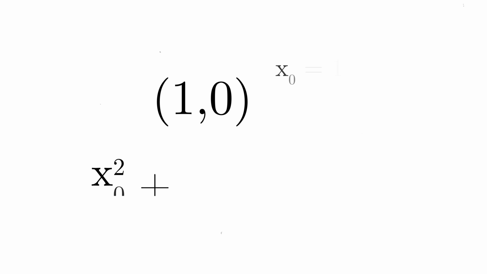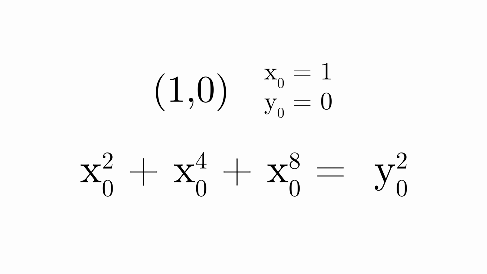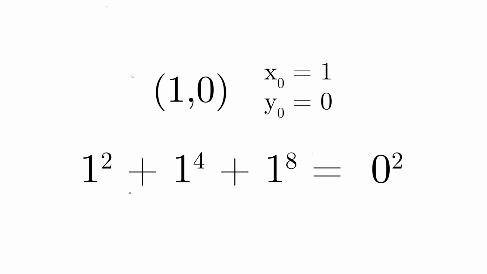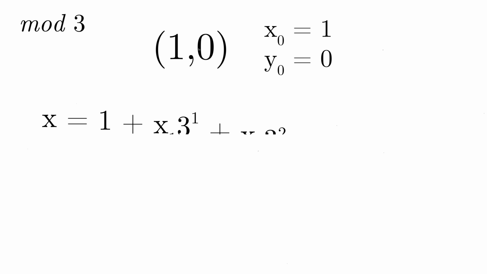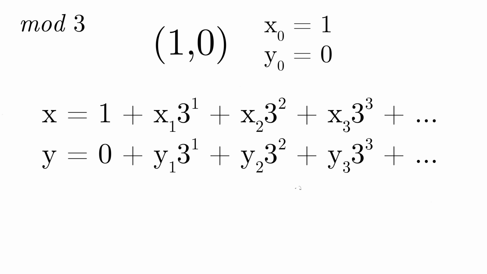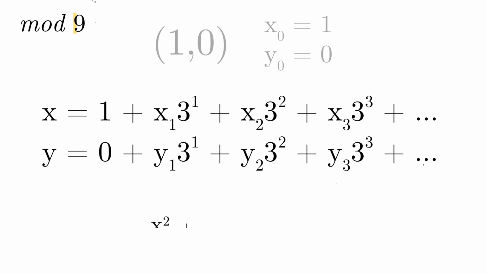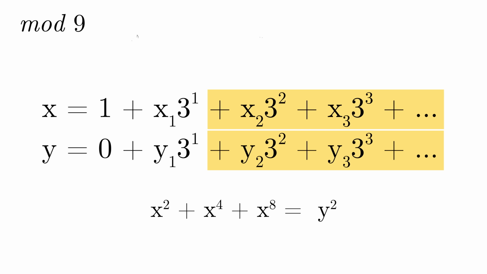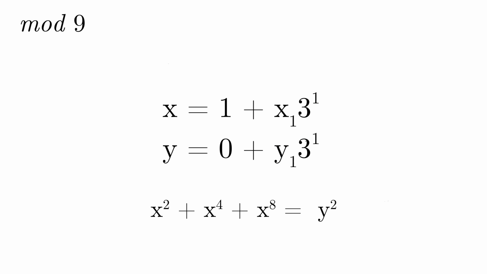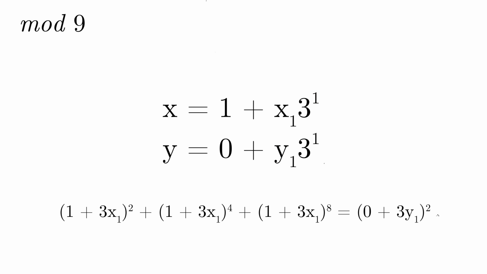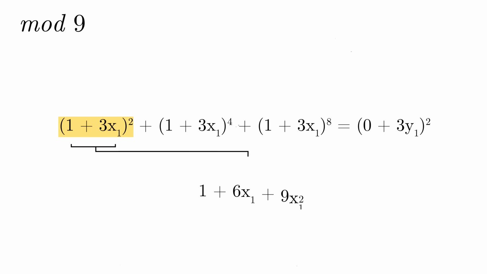I'll pick 1, 0. This means x naught equals 1 and y naught equals 0 satisfies the equation mod 3. Now let's try to find x1, and we'll do this by solving the equation mod 9. All of the terms higher than x1 have a factor of 9 in them, so they're all 0 mod 9. So we're left with this expression. Expanding out the first term, we have 1 plus 6x1 plus 9x1 squared. But again, since we're working mod 9, the last part is 0.